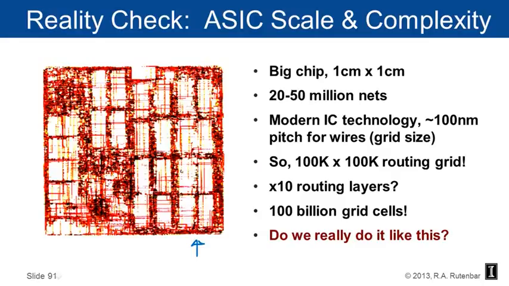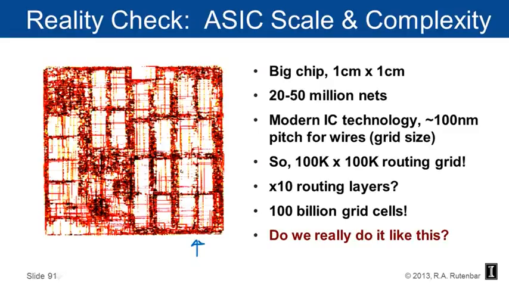Let's say that something like this is maybe 1 centimeter on a side, with 20 to 50 million nets. And in a modern integrated circuit technology, the wiring grid probably has a pitch for the wires, which means the center of one wire to the center of the closest adjacent wire, which you can think of as just the size of a grid cell, of maybe about 100 nanometers. So if you have 1 centimeter and a 100 nanometer grid, you have 100,000 grids on each of the x-axis and the y-axis. And then if you multiply that by 10 different routing layers, you get about 100 billion grid cells.